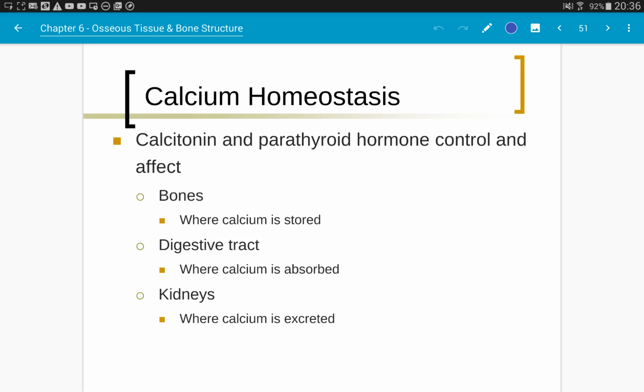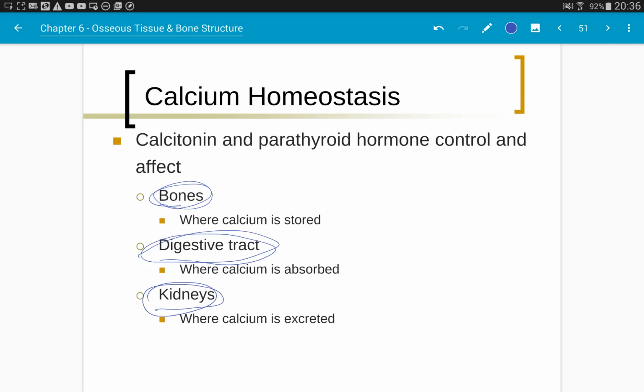Okay, so calcitonin and parathyroid hormone, as I just mentioned in the previous slide, control and affect the calcium deposition or breakdown of bone. So calcium coming or being deposited or being removed from bones. Also affects the digestive tract, whether you're increasing the absorption of calcium or decreasing the absorption if you have too much calcium already. And then finally, the kidneys.